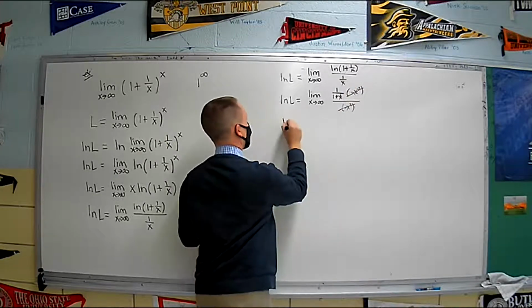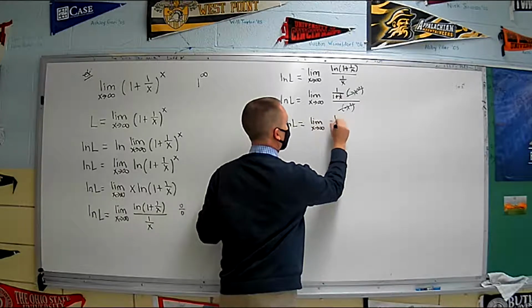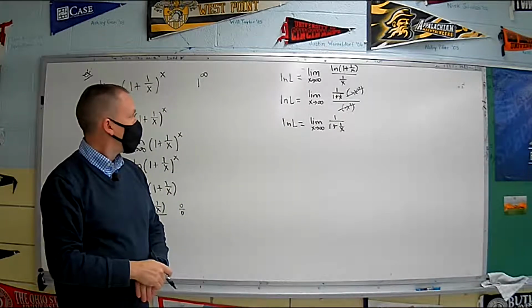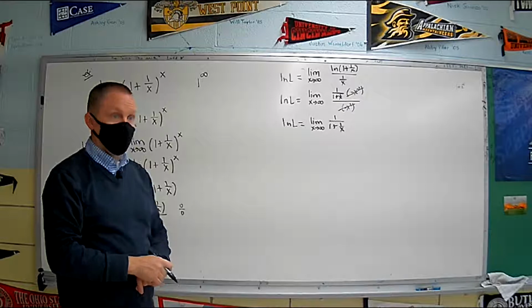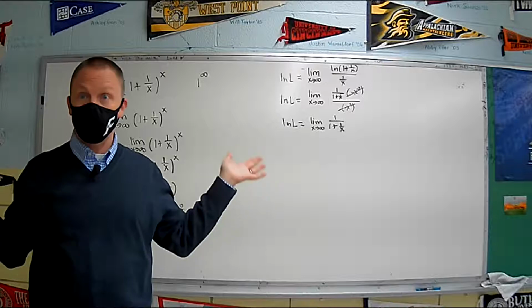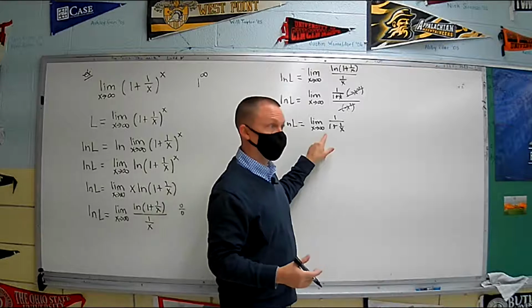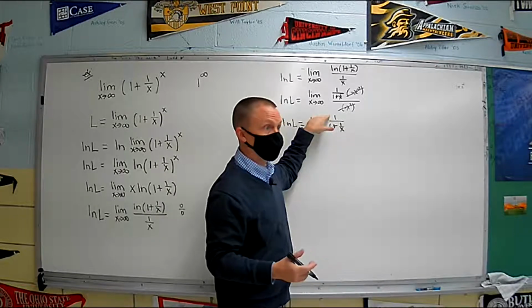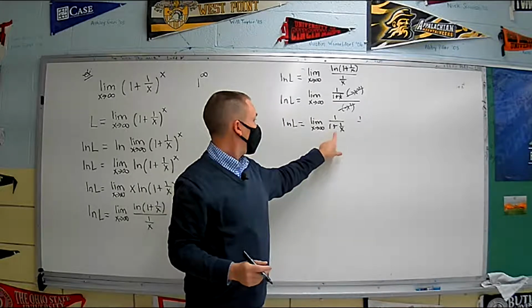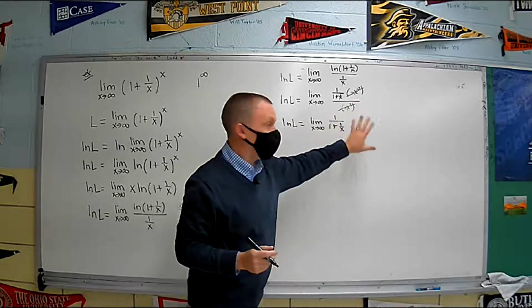So now I have the natural log of L is the limit as x goes to infinity of 1 over 1 plus 1 over x. Okay, so now we've executed L'Hopital's rule, and now we evaluate the limit again and see what happens. If we have indeterminate form again, we do L'Hopital's rule again, right? What happens here as x goes to infinity? The numerator is approaching 1, and what's the denominator approaching? 1 plus 0, right?